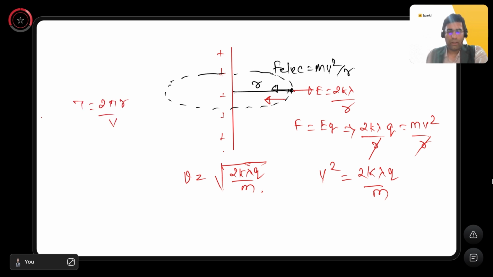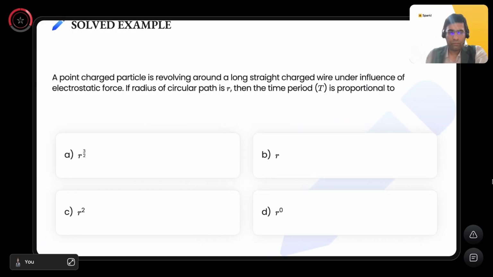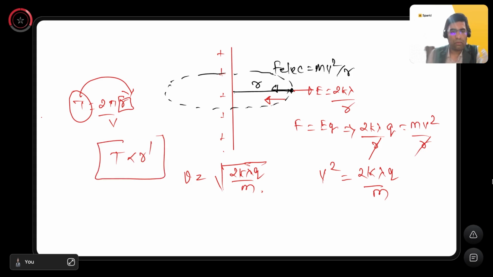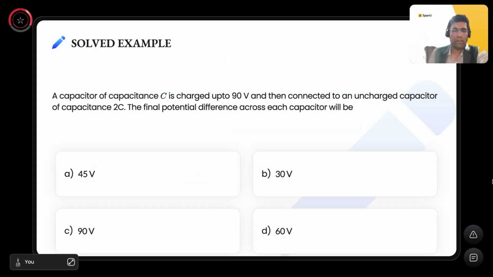So from here what we'll get is that v is not depending on r at all, so the time period is directly proportional to this r. T is proportional to r to the power 1. Next question.